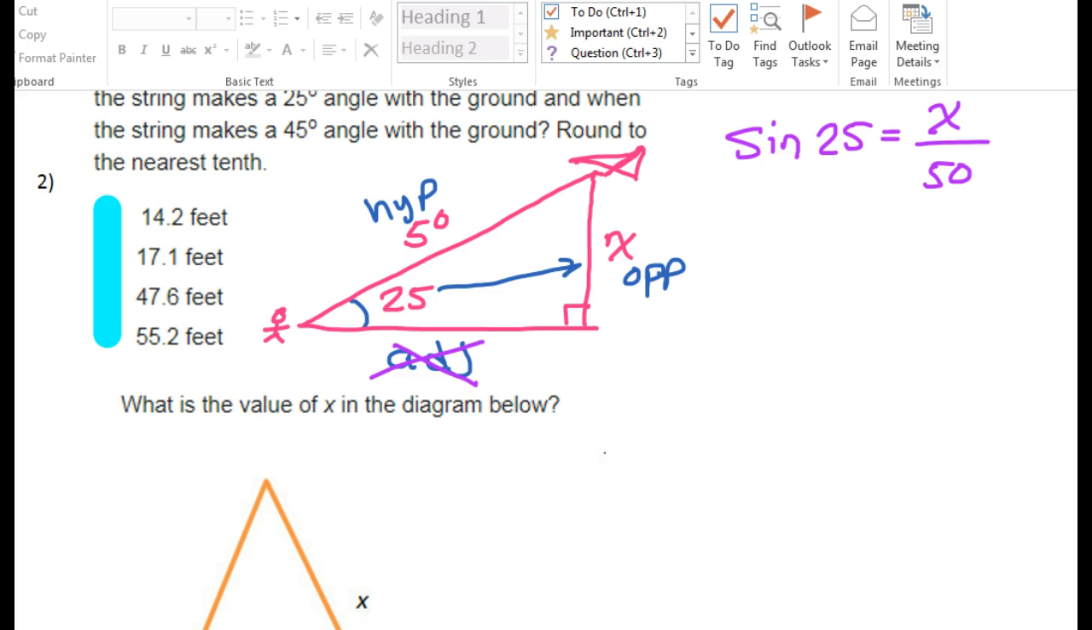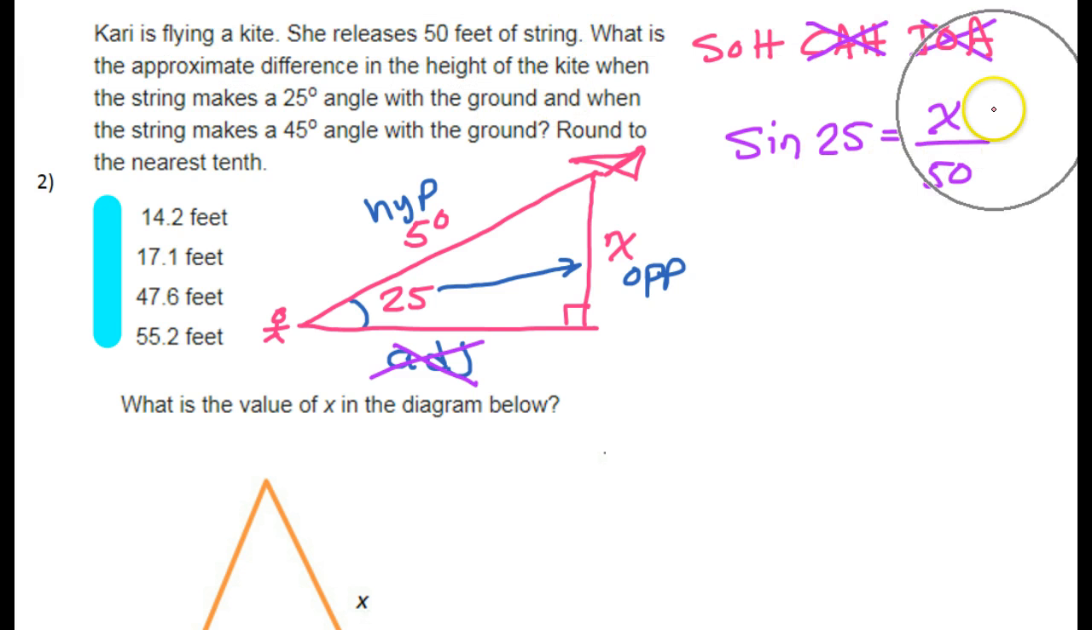When the variable is in the top, you multiply. So we would just multiply both sides of the equation by 50. That way the 50s cancel each other out and we're left with x by itself. Now you can just go ahead and put this in your calculator.